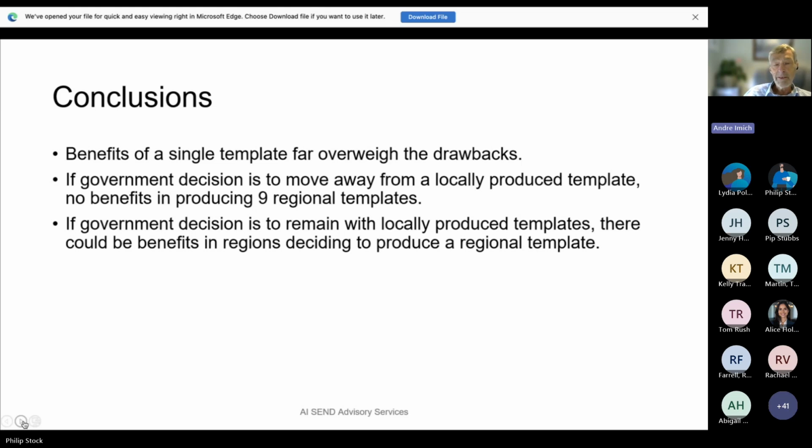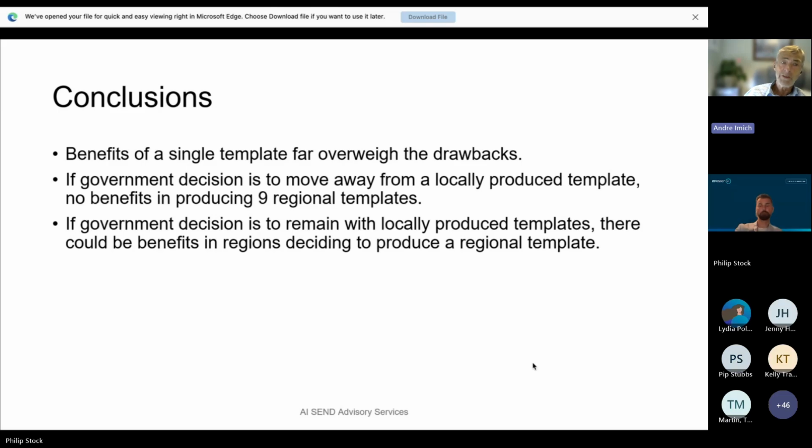If the department decides to continue with local flexibility in producing templates, there could be some benefits in regions deciding to produce their own regional template. But I think those benefits are limited. They might be beneficial to a degree, but that would be for a local area and local regions to decide. So I think the government itself would be thinking, do we want to have a single template for the country, or do we want to have 153 local areas making their own judgments about templates?